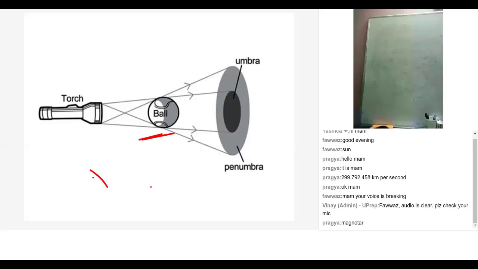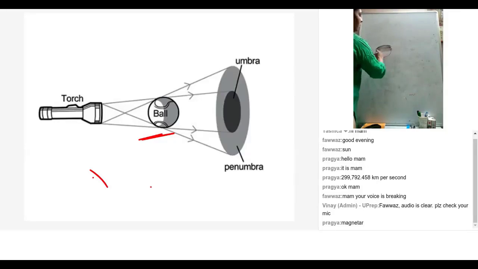I'll tell you. Suppose this is the front part of the torch through which light is emitted. I will cover this complete screen with an opaque cloth so that light will not come out. So I'm covering this entire glass with a cloth and I'll make a small hole at the center. Do you understand? Yes, ma'am. Now light will be coming out through this hole only.